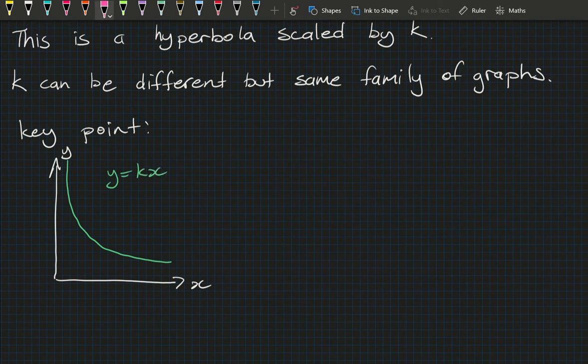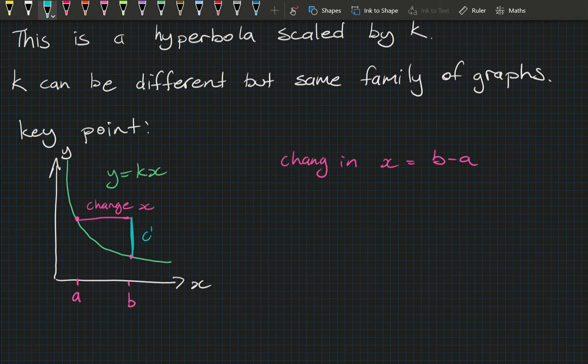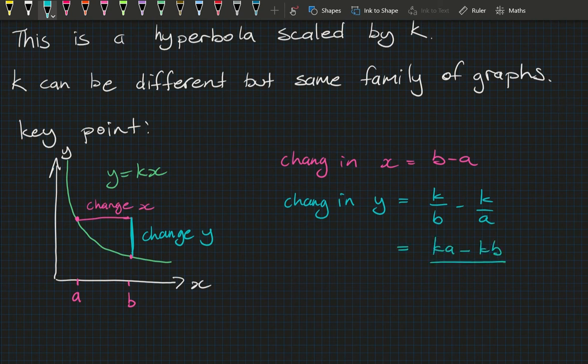If I was to create 2 points using x values a and b, the change in x would be this distance here, or in other words, the change in x will be b minus a. And for these 2 points, the change in y will be this distance here. So using the formula y equals k on x, the change in y will be k on b minus k on a. And to make both of these fractions have the same denominator, I'd have to multiply k on b by a in the top and the bottom, and k on a by b in the top and the bottom, and we'd end up with ka minus kb on ba.